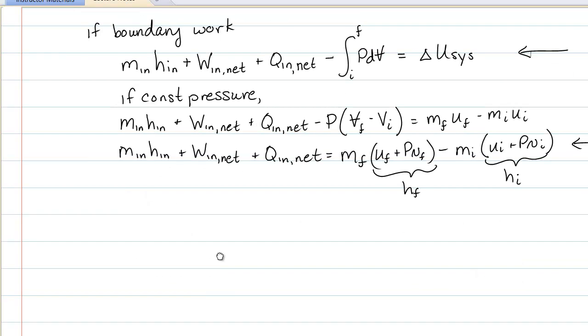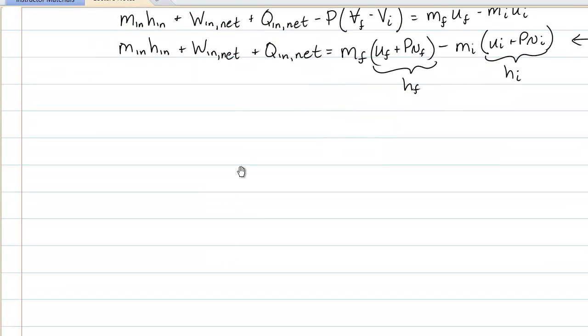I'm going to do one more quick thing to help kind of solidify all of this. Let's run through the closed system options as well.